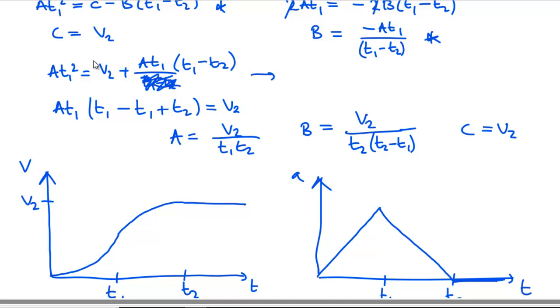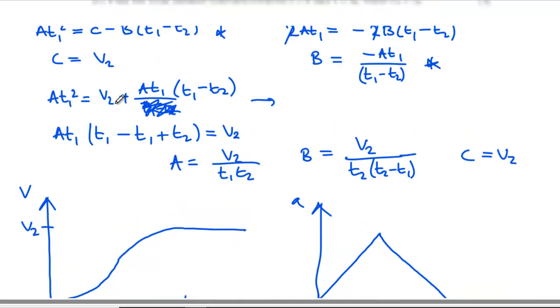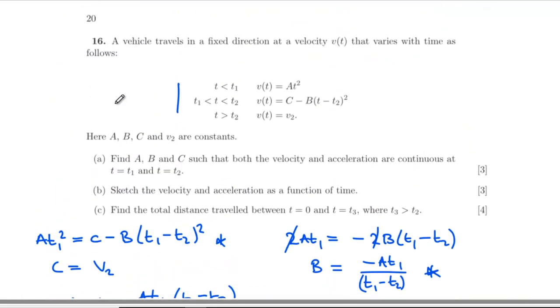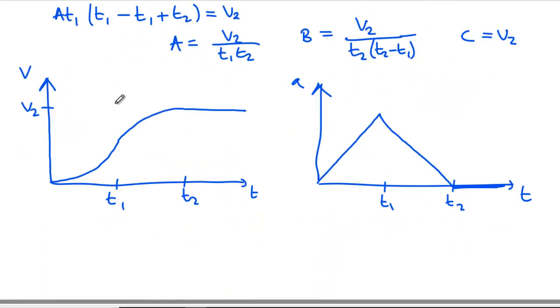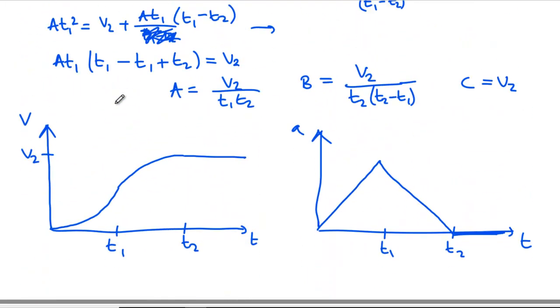Otherwise, it wouldn't be a straight line that's continuous. So that's fine. Now what have we got? Find the total distance travelled between t is 0 and t is t3. Right, total distance travelled. So we've got to work out the area under all of this.